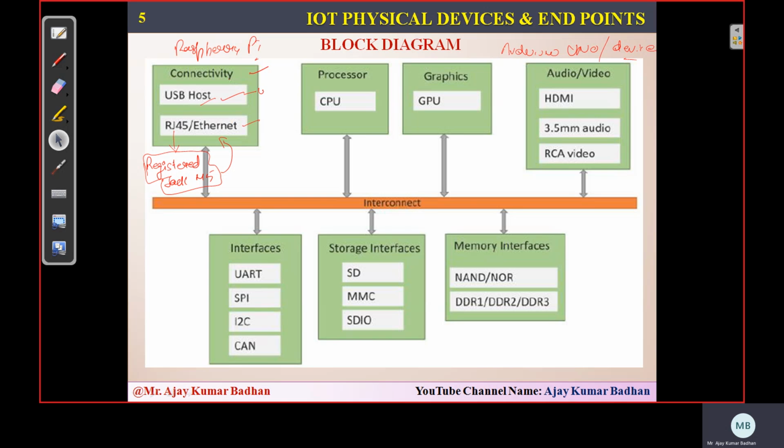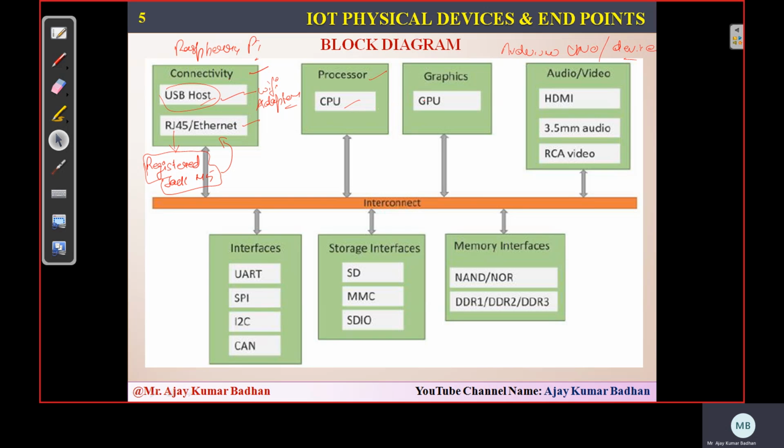For example, you might be using Wi-Fi adapters. If you want to use Wi-Fi enabled adapters, you can use the USB host to connect to the internet. Then if we talk about processors, we have the CPU, the central processing unit, which performs operations based upon the instructions given or the algorithms we have written.